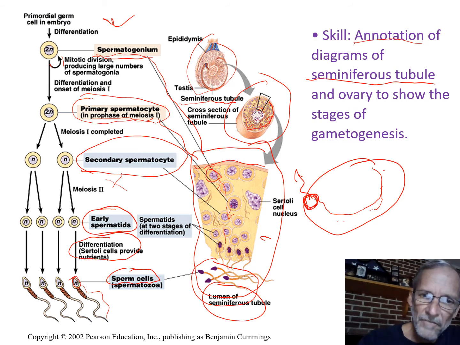So once they finish all that differentiation into actual sperm cells with a flagella that can move themselves around, that's when they have reached that part of the lumen, which means they're on their way.